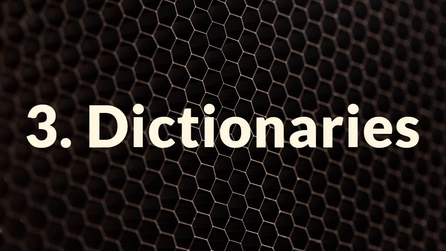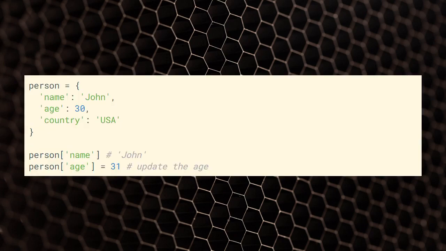Finally, let's dive into dictionaries, a powerful data structure in Python. Dictionaries use curly brackets and have keys and values. They are unordered and mutable. Let's create a dictionary and access its values.